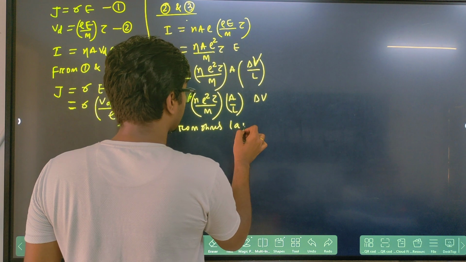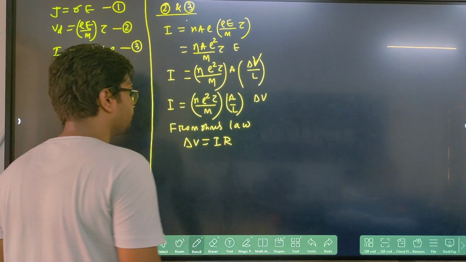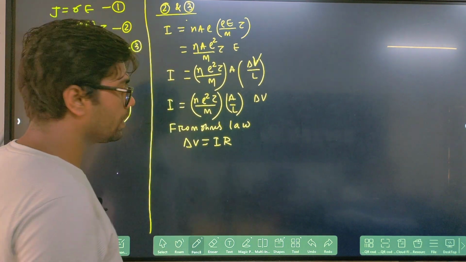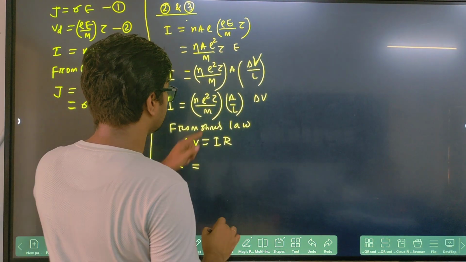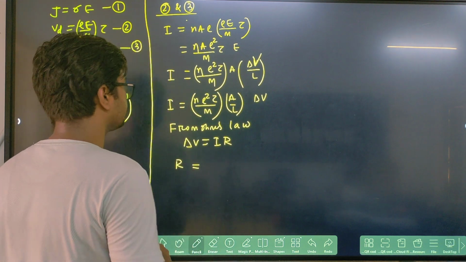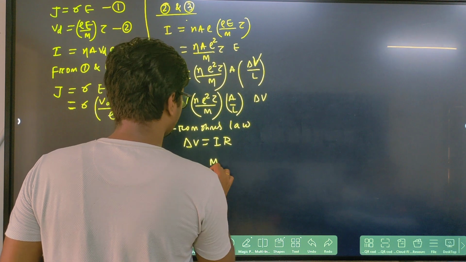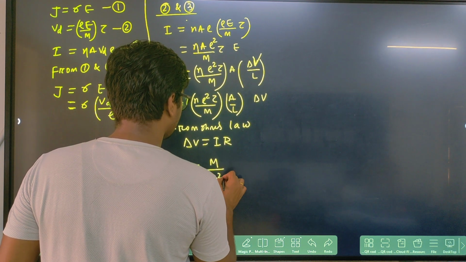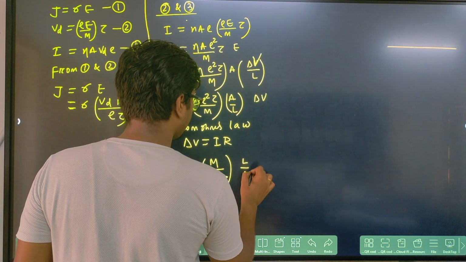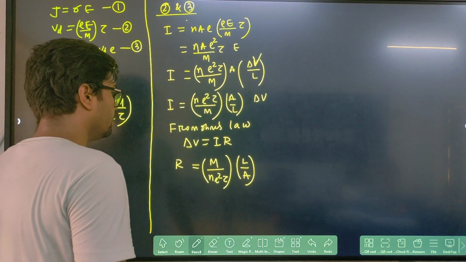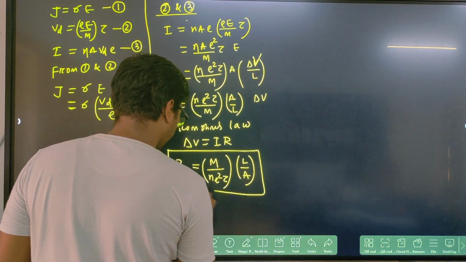And from Ohm's law I know that delta V equal to I into R. So you can find out the R value from here. R equals m by ne square tau multiplied by L by A, right? This thing you got. The resistance value will be this much.